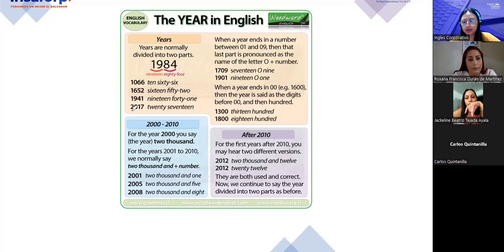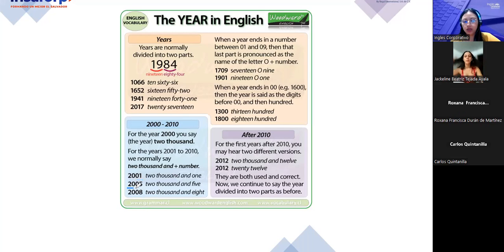Como acá, 2017. Es muy usado, común, decir 2000 plus the next two digits. For example, in here we have 2001, we can say 2001 or 2001, you decide. We can say 2005 or 2005. You can say 2008 or 2008. Pero evitamos decir el 20.